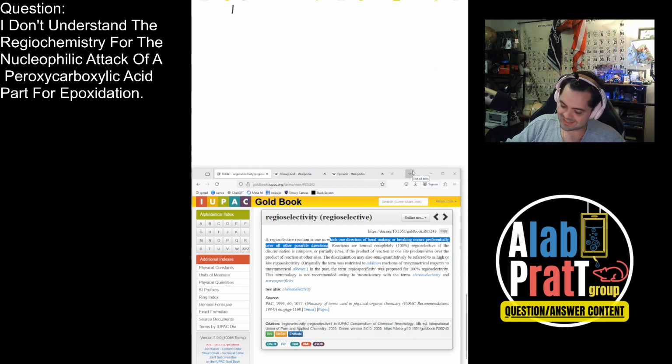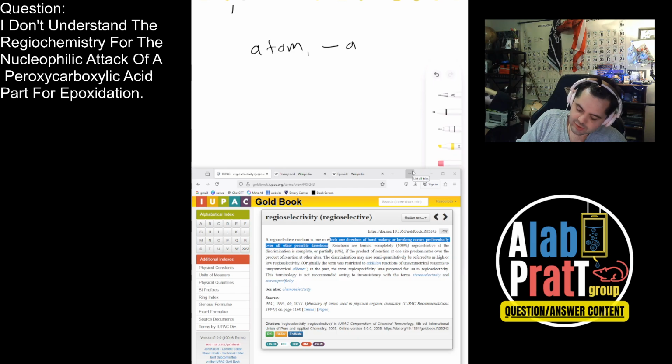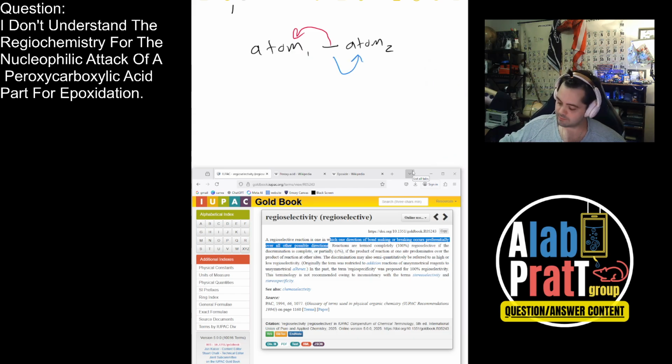So effectively, you can say to yourself, if I have an atom 1 connected to atom 2, and again, this is a simple case. There are some other ones where what he's describing here doesn't really define all versions of regioselectivity, but for this student's question, I think it does. So with atom 1 and atom 2, we can either have the electrons go onto atom 1, the red arrow, or we can have them go to atom 2 in the blue arrow.